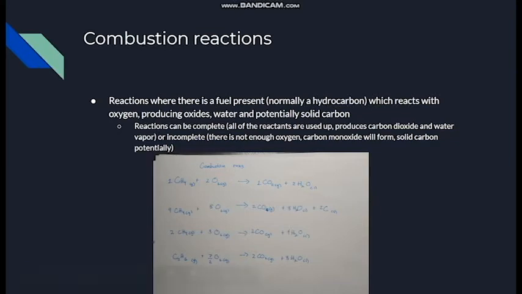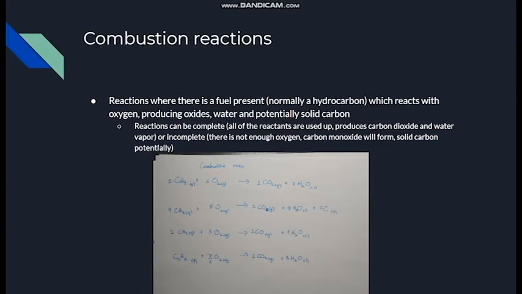Within this reaction, we take a look at the carbons. So we have 4 carbons on the left. We want to have 4 on the right as well. So we multiply carbon monoxide by 2. We multiply carbon by 2. Now we take a look at the hydrogens. We have 16 on the left, so we have to have 16 on the right. Water is the only molecule that has any hydrogens, so we multiply this by 8.